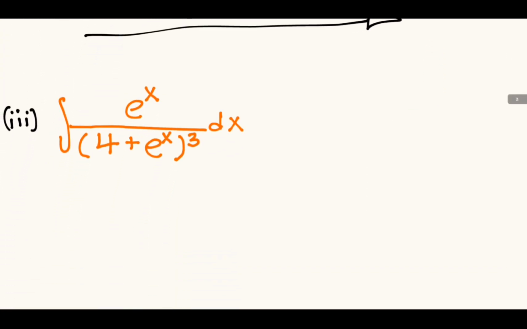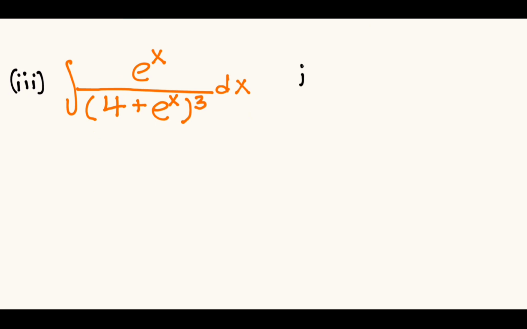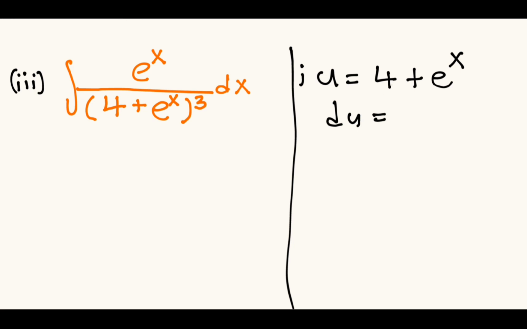Question number 3, we have the integral of e to the power x divided by 4 plus e to the power x raised to the power 3 dx. In this case, we let u equal 4 plus e to the power x. We differentiate the u. The derivative of 4 is equal to 0 plus the derivative of e to the power x, which is just e to the power x dx.